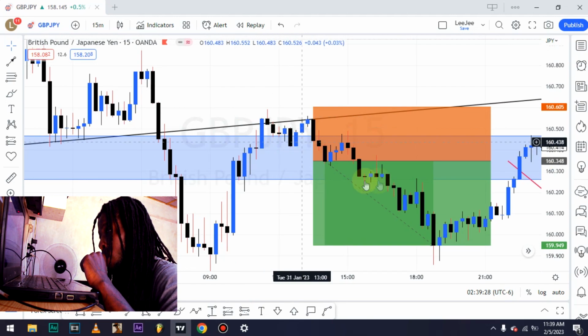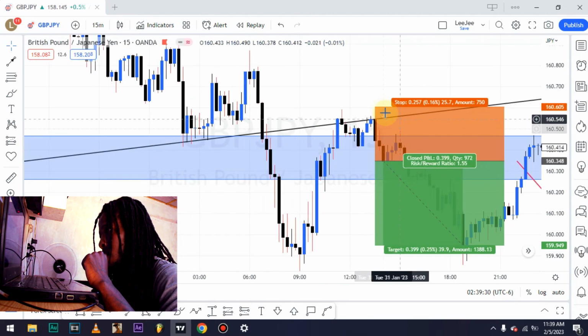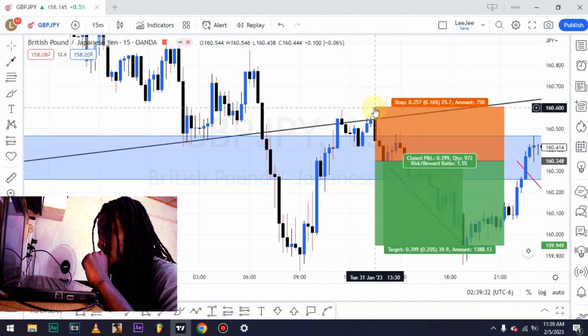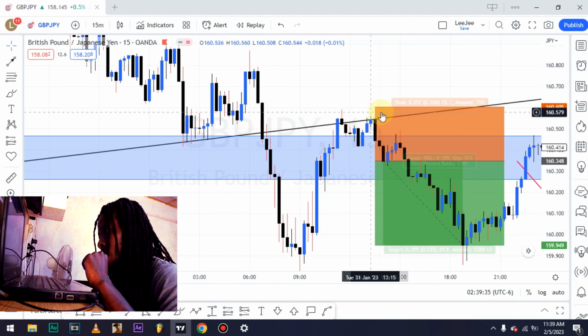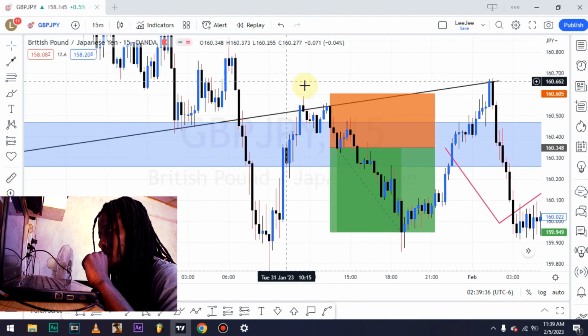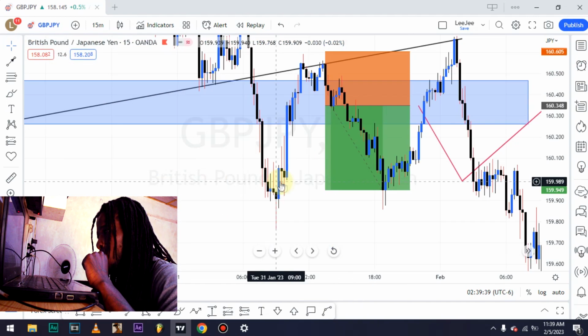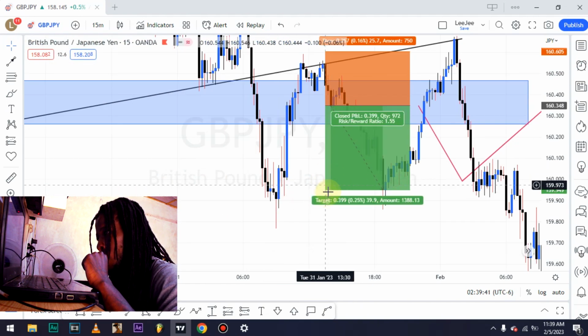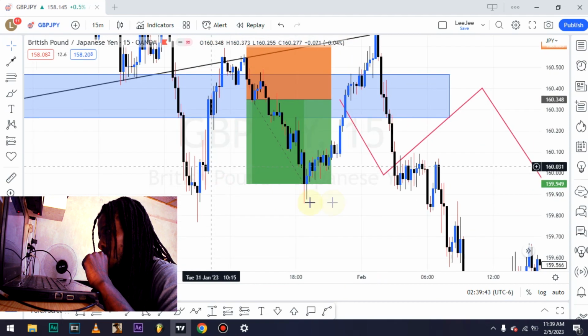So that's when I took this sell entry. I think I was actually late then. My stop loss was the previous resistance over here, so that was around 25 pips stop loss. Then take profit was around 39.9 pips, and that was smashed, guys.